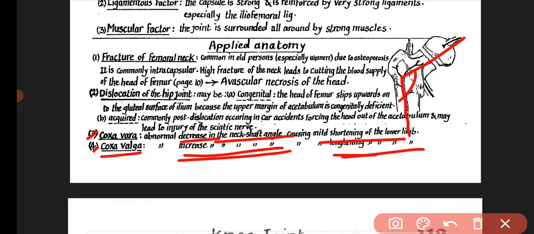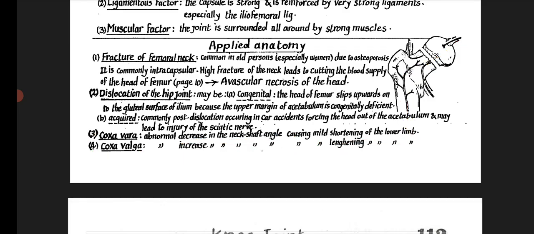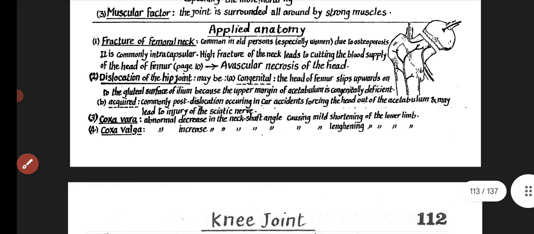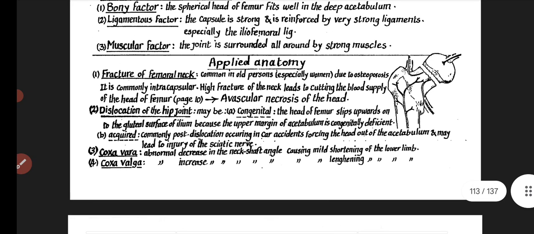Okay, so this is the hip joint anatomy for theory and practical purposes.